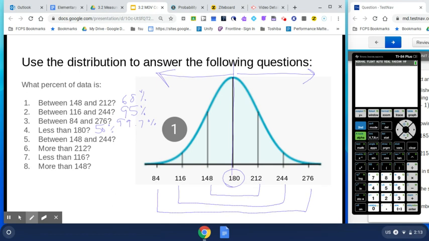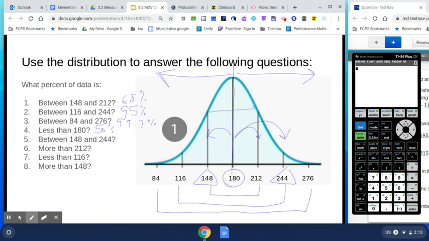All right, the next question says between 148 and 244. Notice that 148 is just 1 standard deviation from the mean, whereas 244 is 2 standard deviations from the mean. So let's deal with each of these halves separately. The empirical rule states that within 1 standard deviation on both sides of the mean will be 68%.